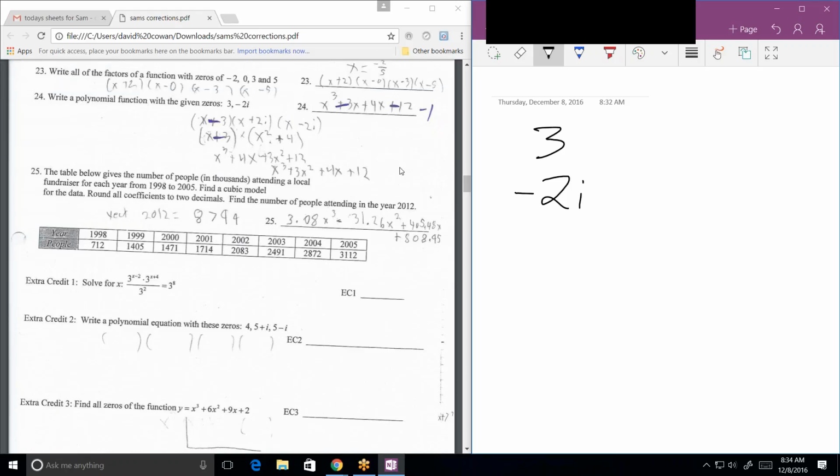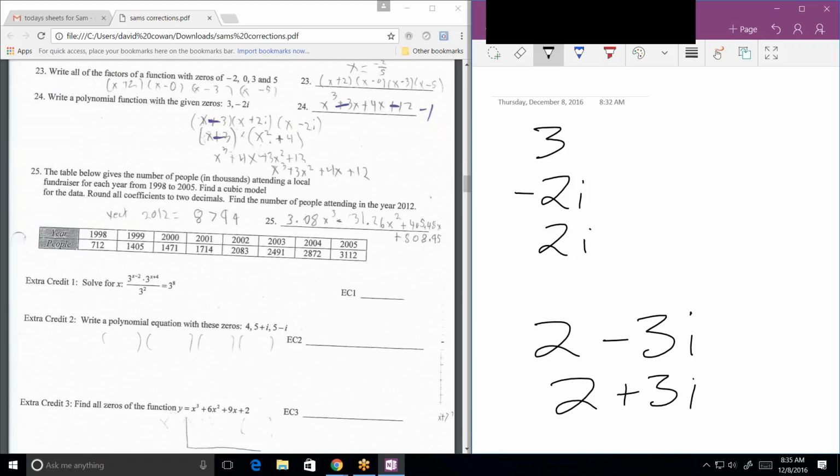No. Complex zeros always come in pairs. If they tell you that minus 2i is a zero, then plus 2i has to be a zero also. If they tell you that 2 minus 3i is a zero, then 2 plus 3i is also a zero. That's the way imaginary zeros work. You never find an imaginary zero all by itself, ever. They always come in pairs. So here's our 3 zeros. What are our 3 linear factors?